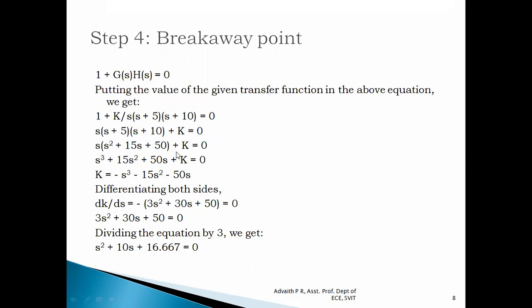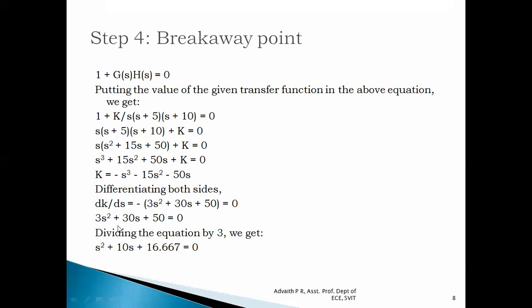Or K equals, when we send this entire term to the right hand side, minus s cubed minus 15s squared minus 50s. Next, we have to differentiate with respect to s. So dK/ds will be equal to minus 3s squared minus 30s minus 50. Let us take minus as common, which gives minus (3s squared plus 30s plus 50) equals 0. Sending this minus to the right hand side, we arrive at the equation: 3s squared plus 30s plus 50 equals 0.